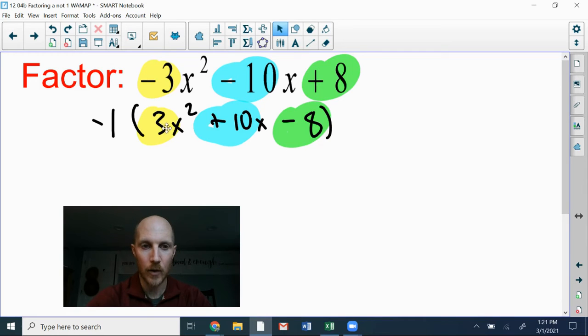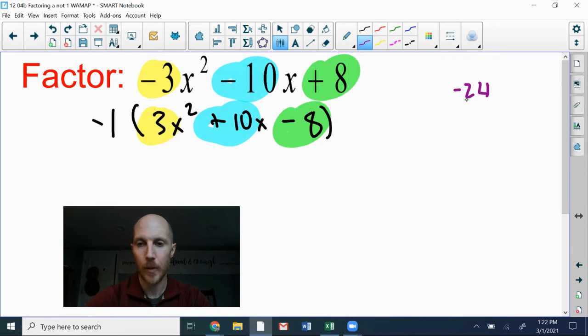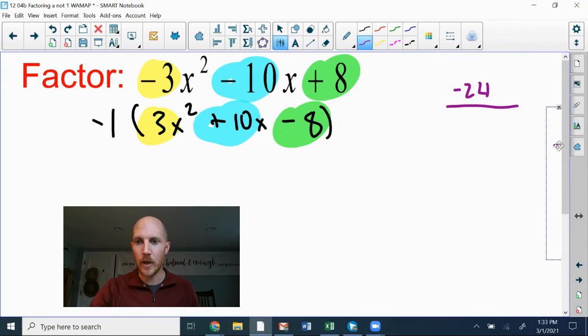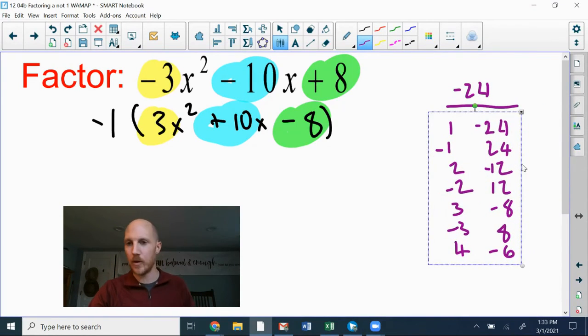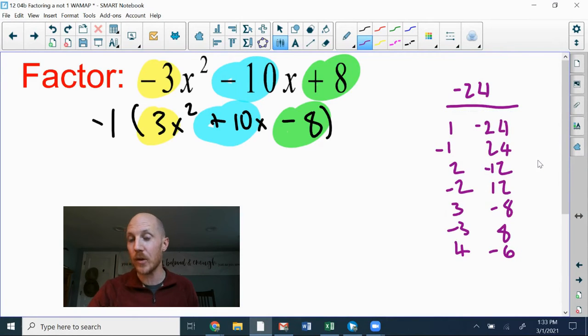So I'm going to take the yellow coefficient, that 3, and multiply by the green constant. And 3 times negative 8 is negative 24. So I'm going to make my list of factors over here to the side. All right, so negative 24, and I've already written down all of my factor pairs just to save a little bit of time. I always start with 1. It's easy to forget the ones.